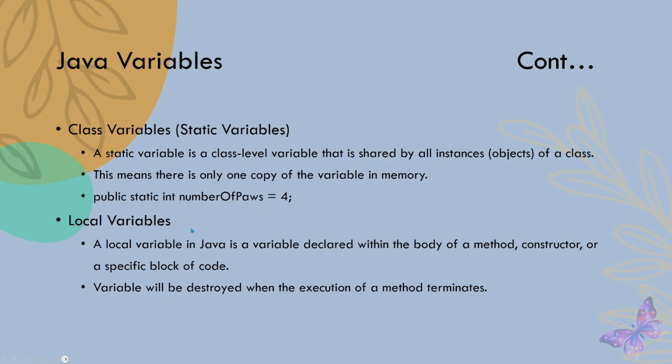What are local variables? A local variable in Java is a variable declared within the body of a method, constructor, or a specific block of code. The variable will be destroyed when the execution of the method terminates.